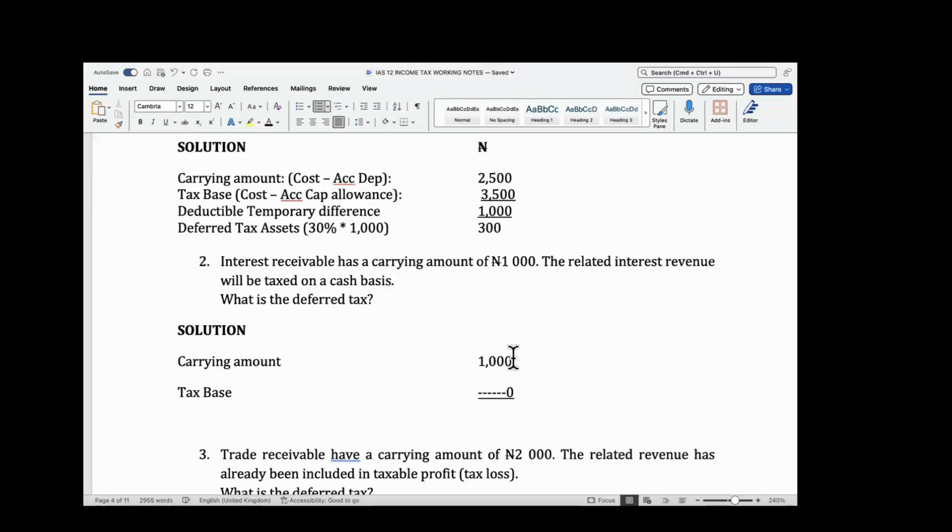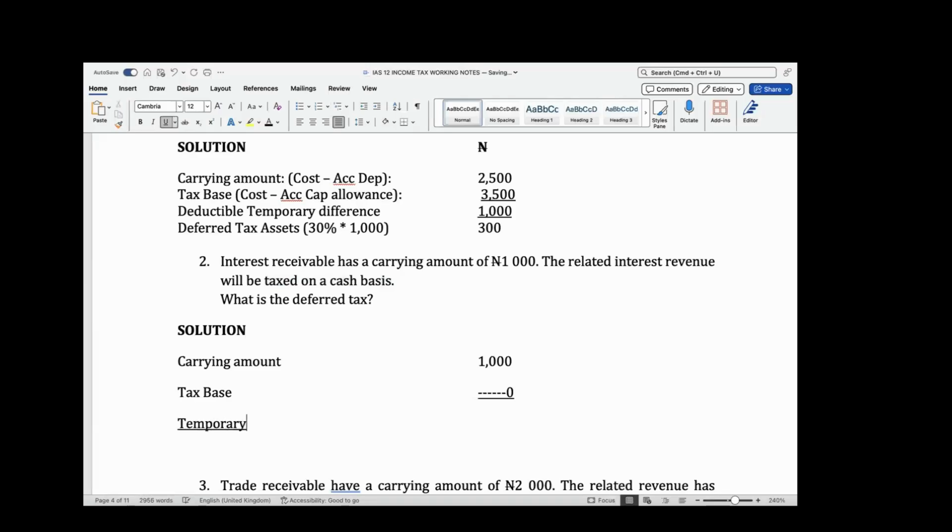So he's not going to capture any amount for tax relating to this interest. But he will tax it in the future when we actually collect the cash. For now, he's saying it's not. That's what the question actually mentioned: in our books, the carrying amount is 1,000, but the related interest revenue, what we recognize in our P&L, the taxman is not going to tax until we collect the cash.